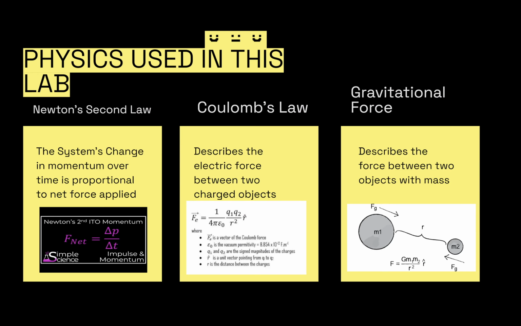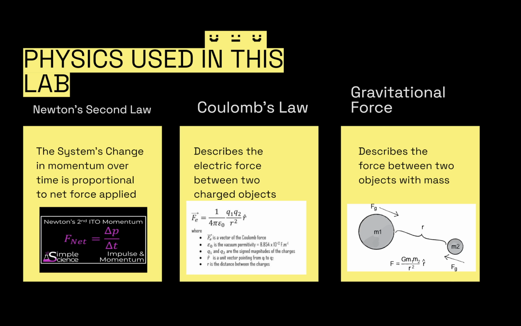So let's go over some of the physics that is used in this lab. First of all, we have Newton's second law. Newton's second law states that the system's change in momentum over time is proportional to the force applied. And we can see that in the equation below, F net is equal to change in P over change in T. There is a calculus version of this, but it is not here right now.